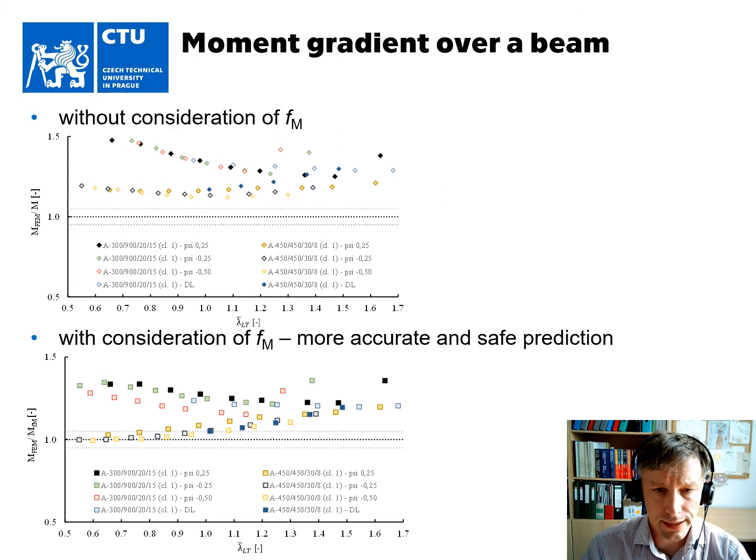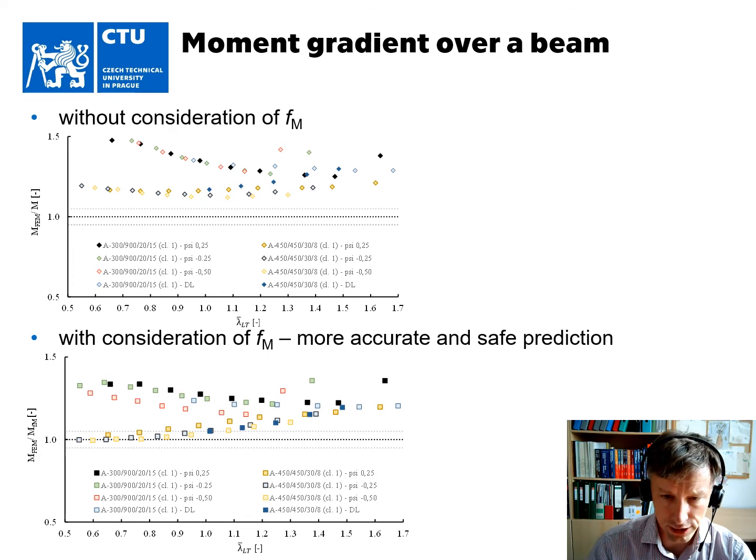Here is the comparison. In the chart above, all the points are significantly above 1, and this is a comparison neglecting this factor fm, whereas below we use this factor fm, and it clearly leads to less conservative but still safe results.